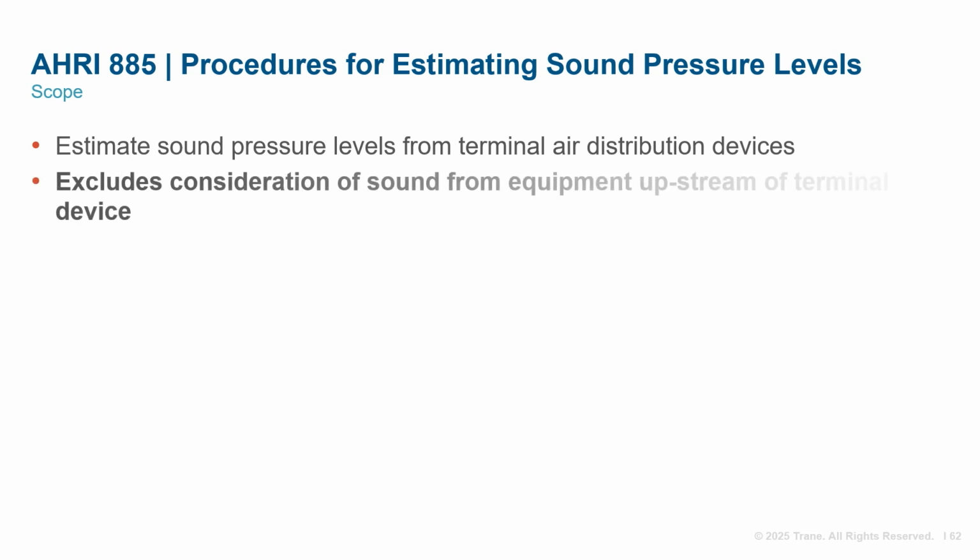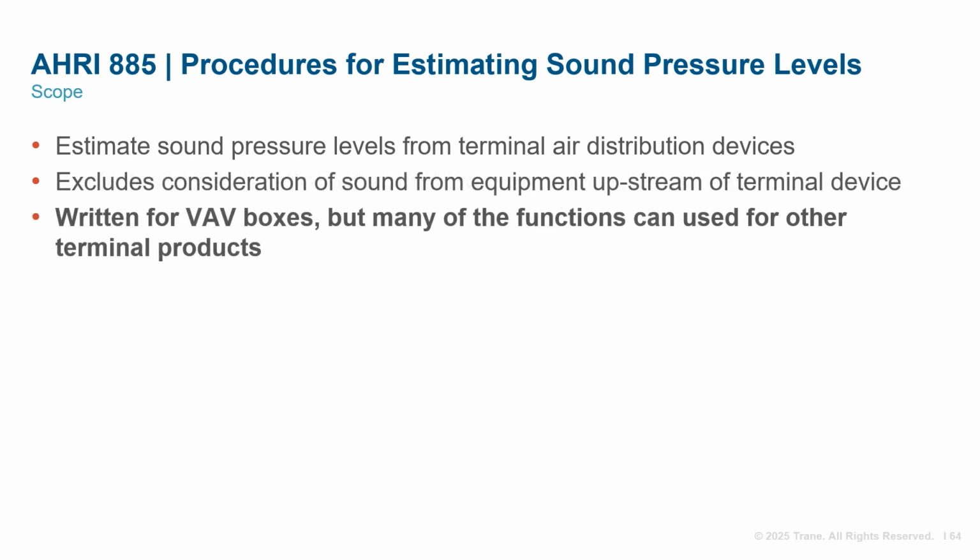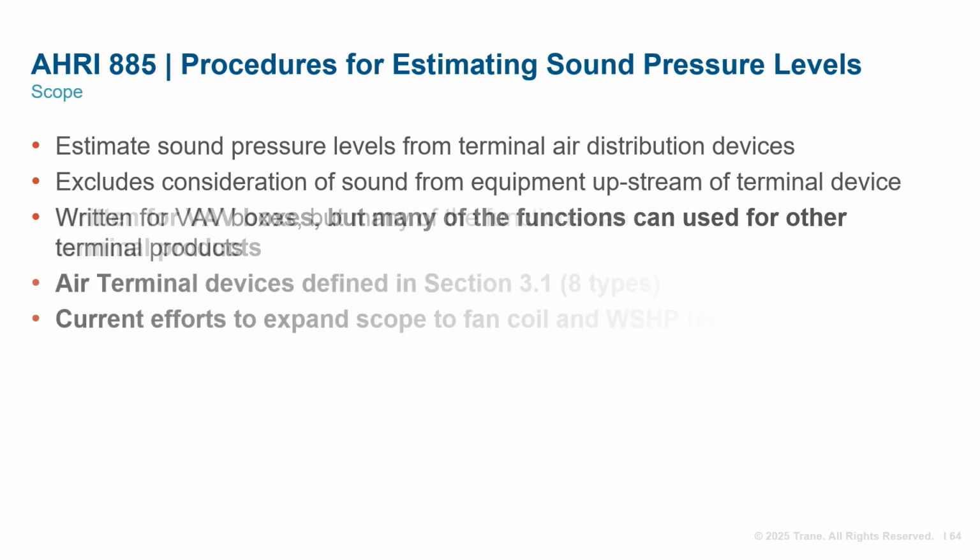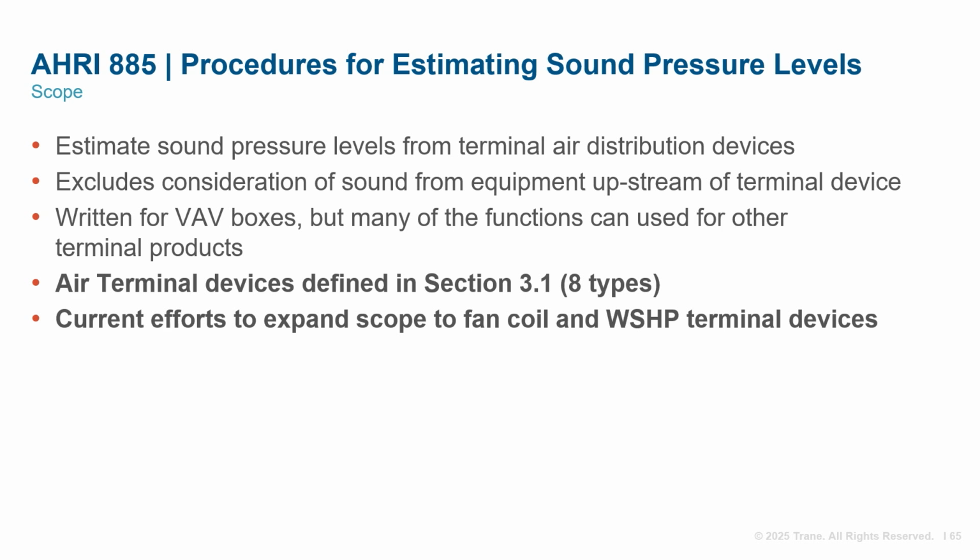The calculations assume the sound coming from upstream is significantly less than what is coming out of the terminal device. While the standard was clearly written around VAV boxes, the functions would apply to other terminal products. And there are currently efforts underway to expand the scope of 885 to include fan coils and water source heat pump terminal devices. This standard is just over 60 pages long, but there is one page in the standard which is referenced more than any other.